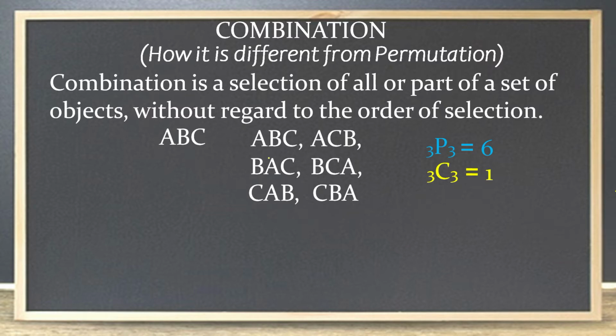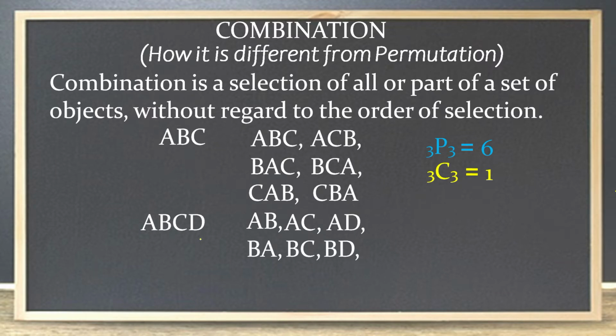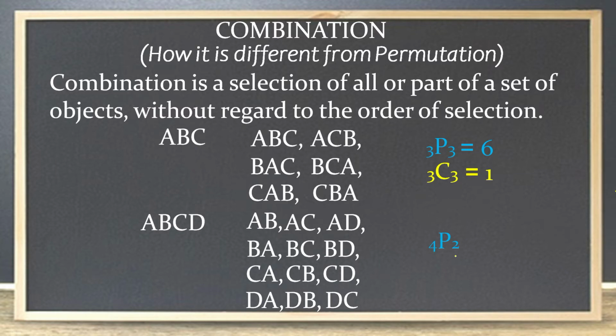So let us see another example. This one we have 4 letters, A, B, C, and D, and we are going to take 2 at a time. So we will have AB, AC, AD, BA, BC, BD, CA, CB, CD, DA, DB, DC. So these are 12 different arrangements considering the 4 letters, selected 2 at a time. We will have 12 different permutations, because each of these arrangements is different from the other. So we say that the permutation for 4 objects taking 2 at a time is equal to 12.